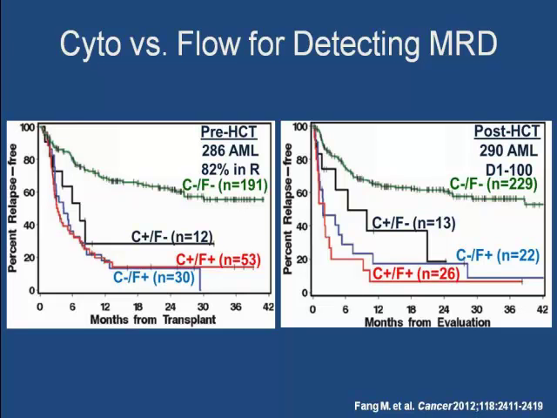These patients had a worse outcome that was pretty much similar in comparison to the patients who were cytogenetic negative and flow negative. Now, the cytogenetics not only included a standard karyotype, but also FISH. So this is including a FISH analysis as well as standard karyotype.